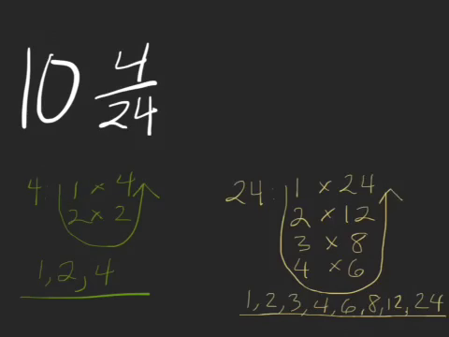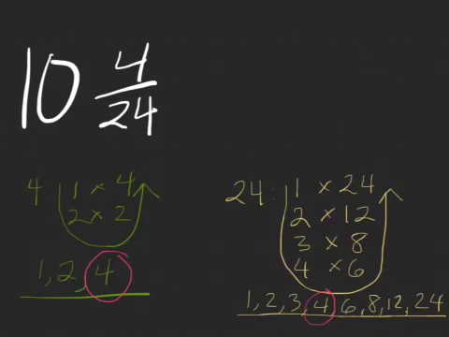All right, here are all the factors of 4 and all the factors of 24. What we want to do is find the greatest common factor, meaning the greatest factor that they both have in common, that they share. 4 would be the greatest common factor that they share.